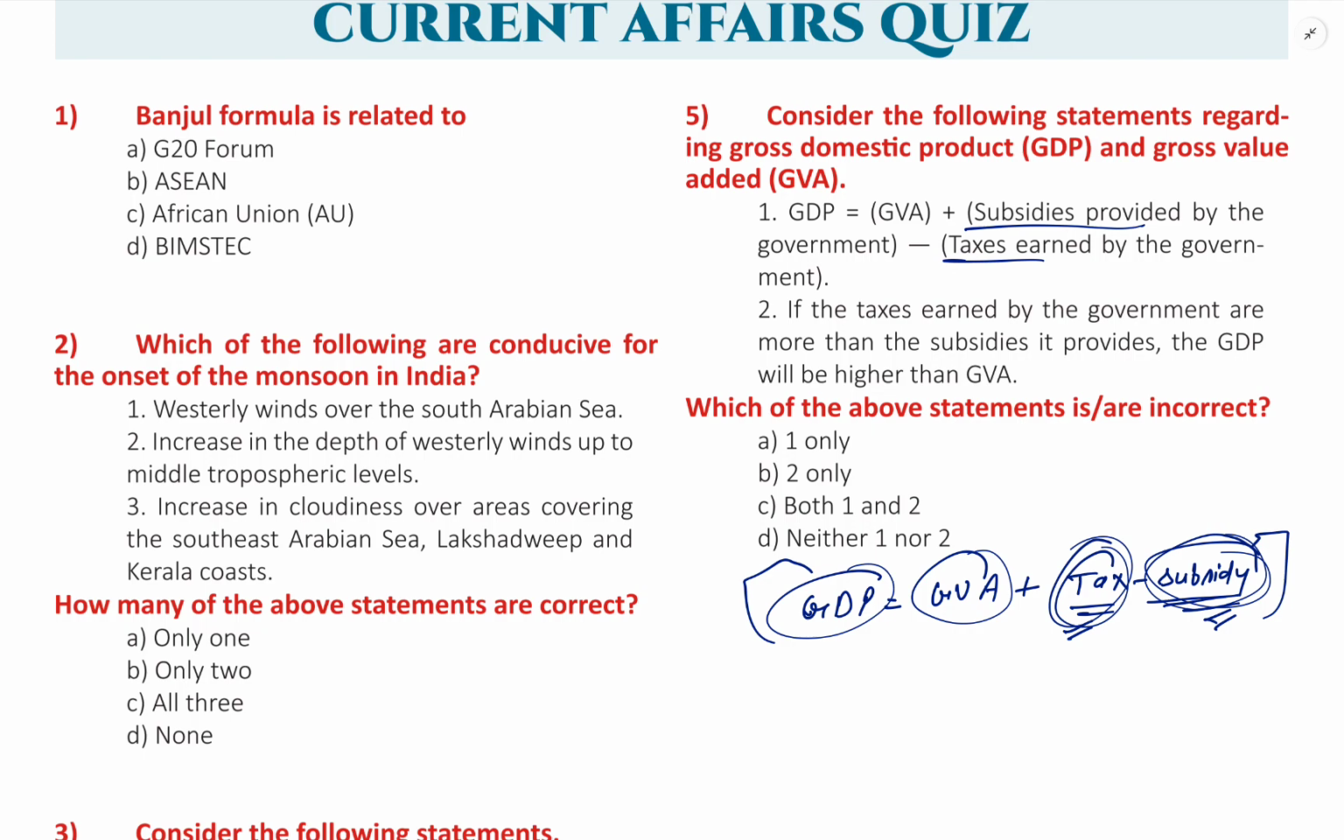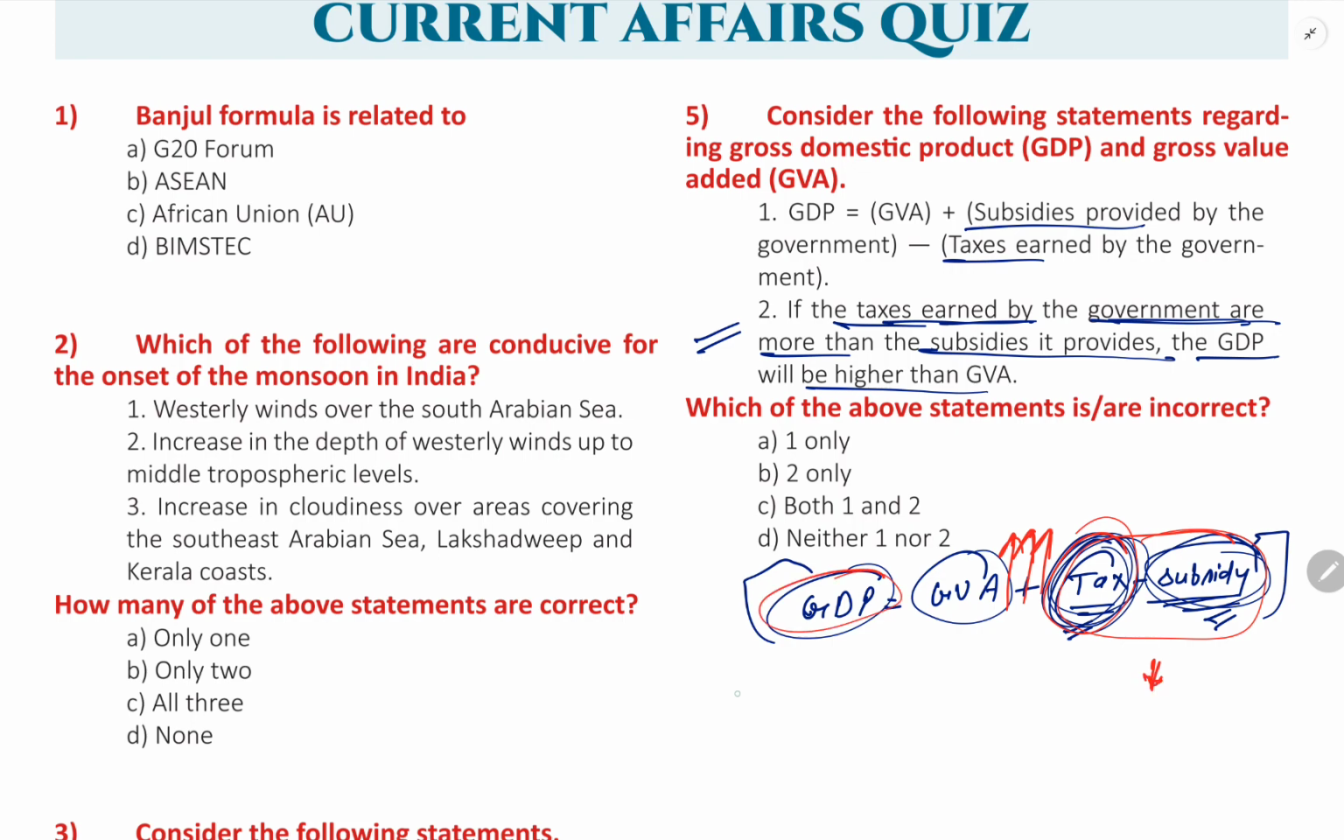finally produced in India. Okay, the next statement says if the tax earned by the government is more than the subsidy it provides, the GDP will be higher than the GVA. Now this statement is correct, because if the tax earned by the government is more, let's say if this amount becomes more, then what will happen? The difference of this will be less. If the tax increases, the difference of the tax and subsidy will reduce, and hence the value of the GDP will increase, and hence overall in terms of the quantity, the value of the GDP will be more than the GVA. So hence the second statement is correct. So A will be the correct option.